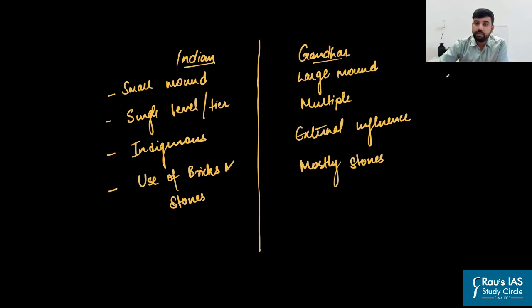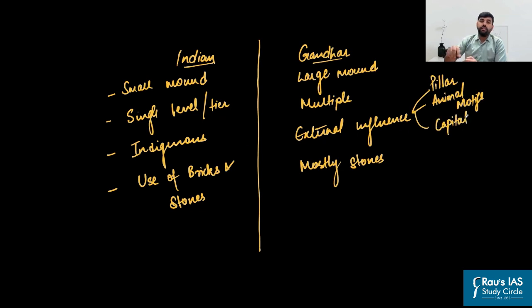Very simple. The external influence includes pillars. You will have animal motifs, which is Persian influence, for example. Then you have capitals. All of you understand what a capital is? Over a pillar, there is a small structure known as a capital, on which you will find an animal, right? That's how things are being shaped up. So the external influence is pillars, animal motifs, and capitals.